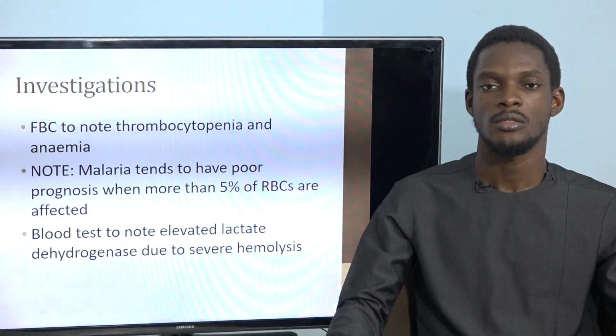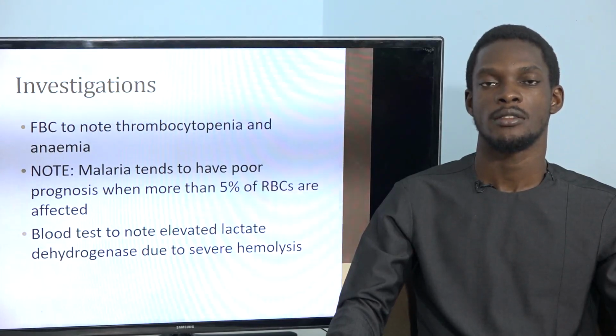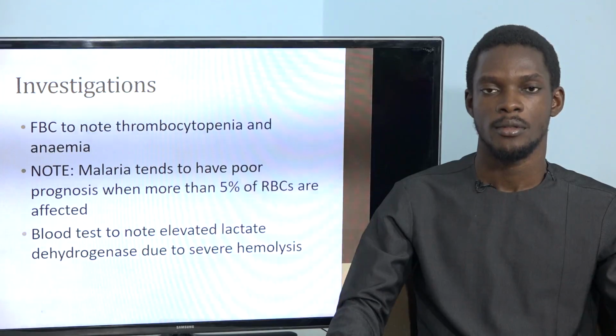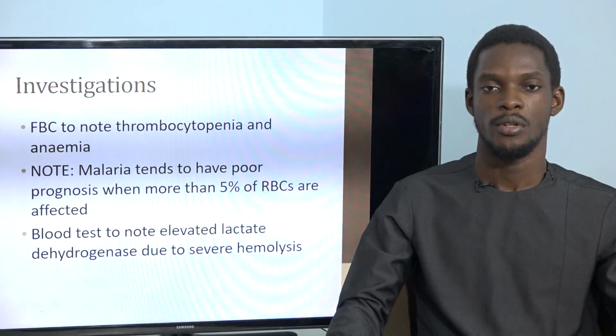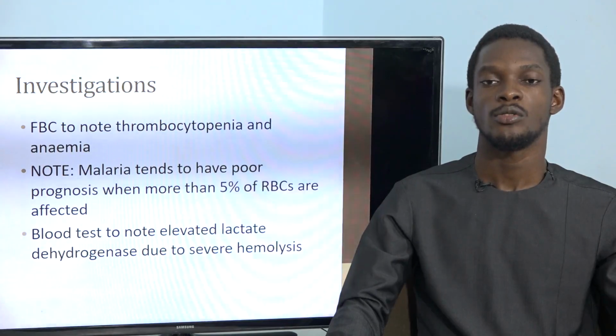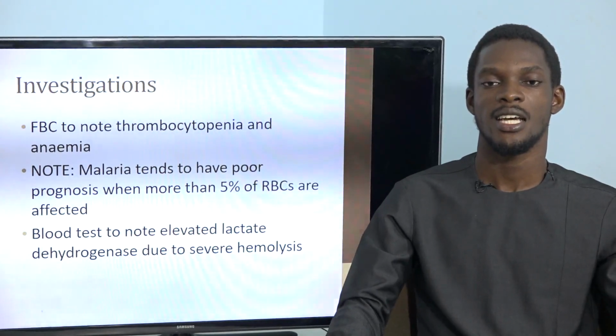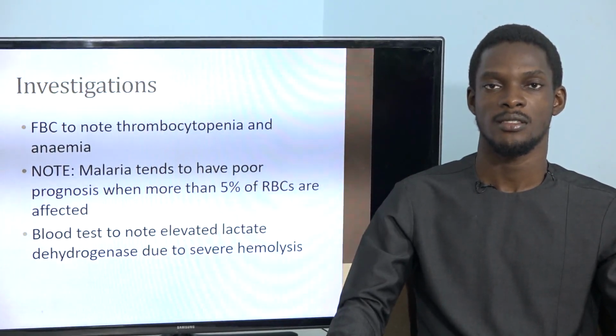For lab investigations, you want to do a full blood count to note thrombocytopenia, and you also want to note anemia. When 5% of red blood cells are destroyed, know that complications are likely to occur, or a poor prognosis is expected for that malaria infection. You can also do a blood test to note elevated lactate dehydrogenase due to severe hemolysis of red blood cells.